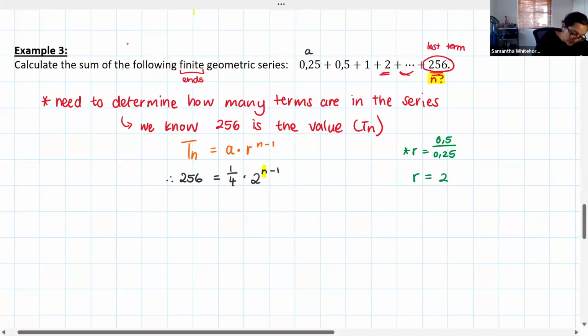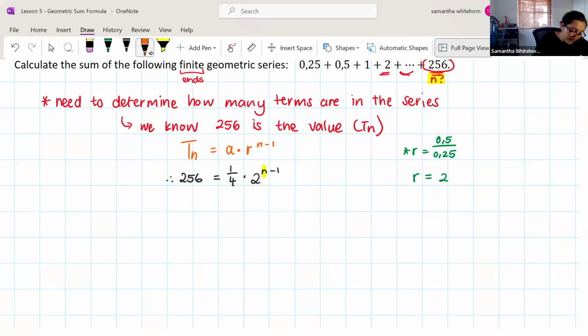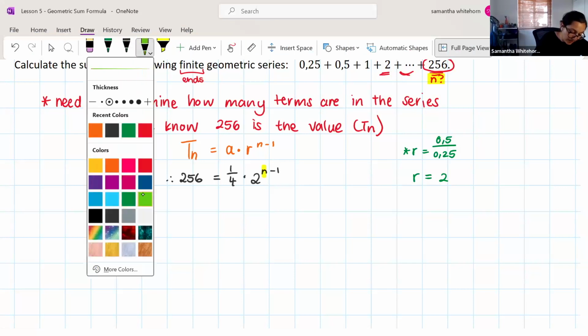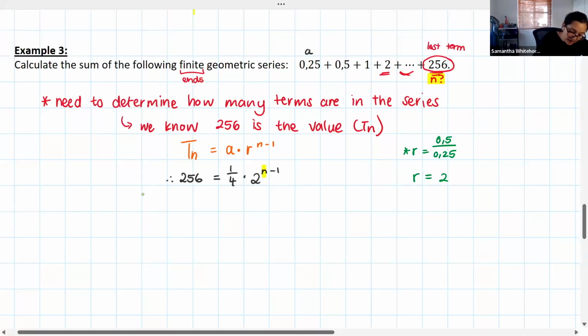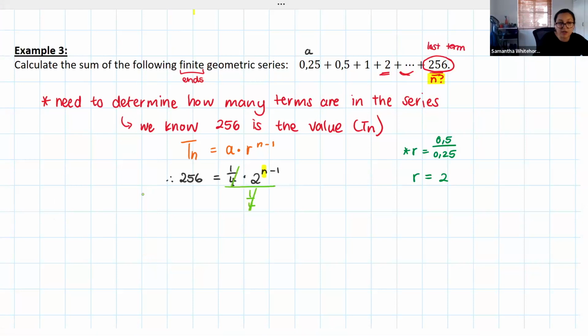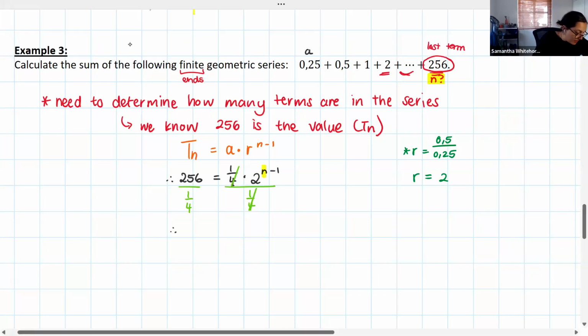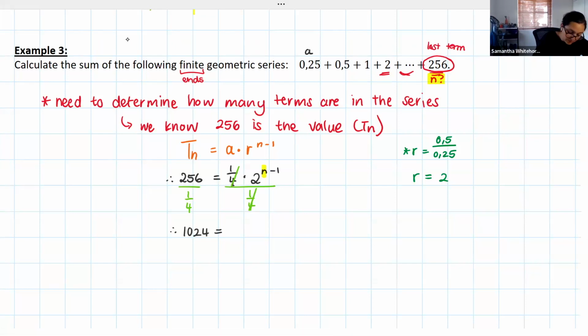Alrighty, so now we go and solve this equation. The first thing that I'm not a huge fan of is the fact that I've got that quarter there. Now, because it's a quarter times the base, I can just divide both sides by a quarter, because that gets rid of that fraction, inverse operations. And as long as you remember to do it on both sides of the equation, you have got absolutely no problems whatsoever. So what you end up with is 1024 is equal to 2 to the power n minus 1.